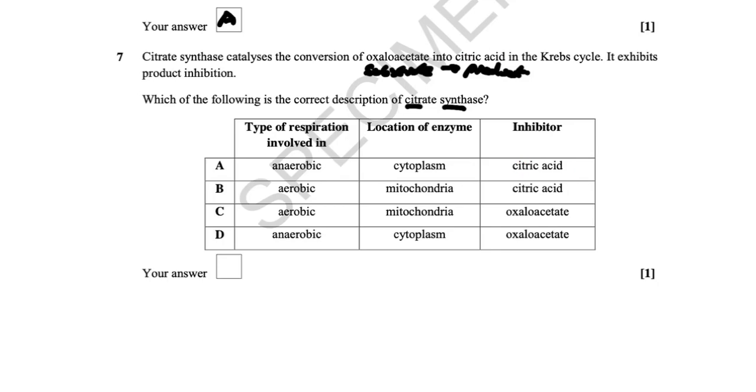Now, it tells you this works in the Krebs cycle, so we should be aware that the Krebs cycle occurs in the matrix of the mitochondrion. So this just leaves us with B.